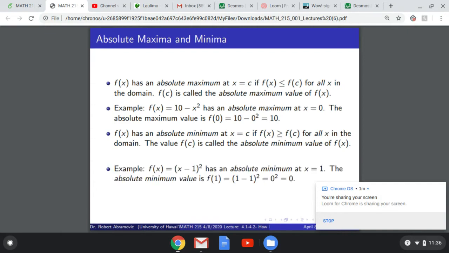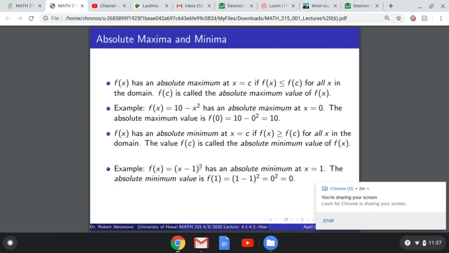Here's an example. x minus 1 squared has an absolute minimum at x equal to 1. The absolute minimum value is f of 1, which is 1 minus 1 squared, which is 0 squared. And you can see this makes sense, right? x minus 1 squared, if you were to graph this, would look like the graph of x squared, but shifted 1 unit to the right.